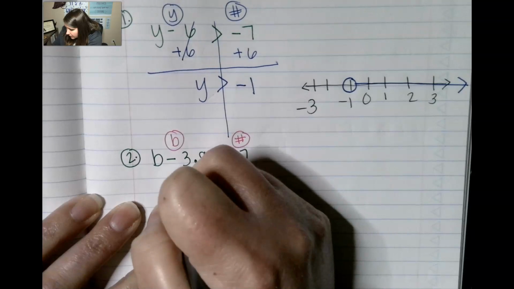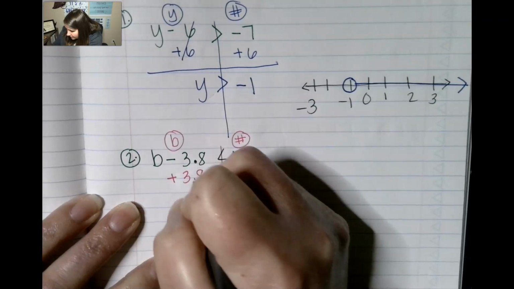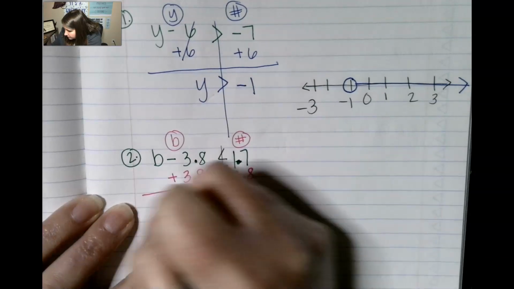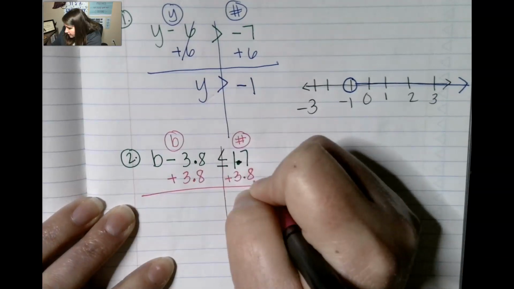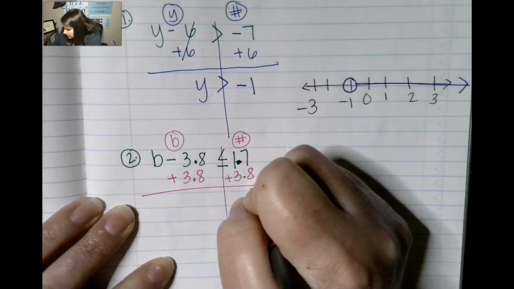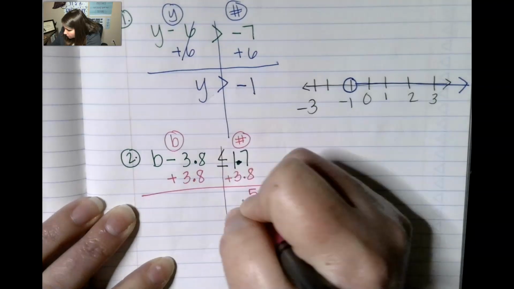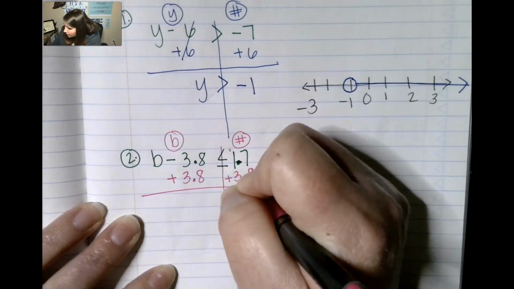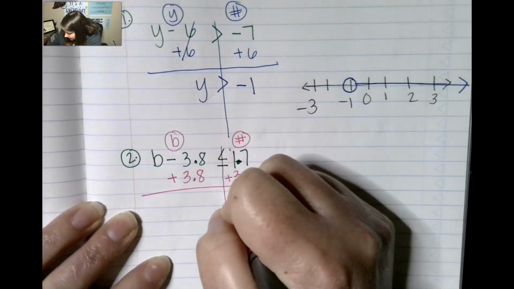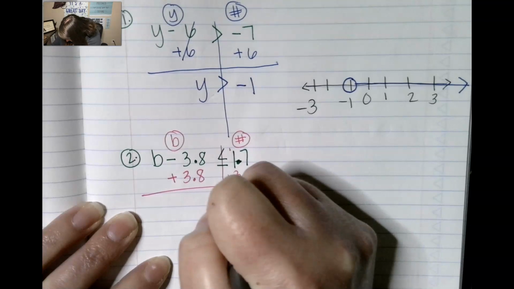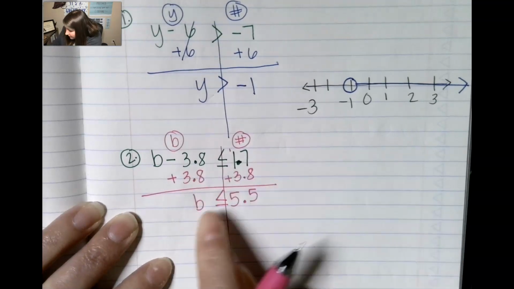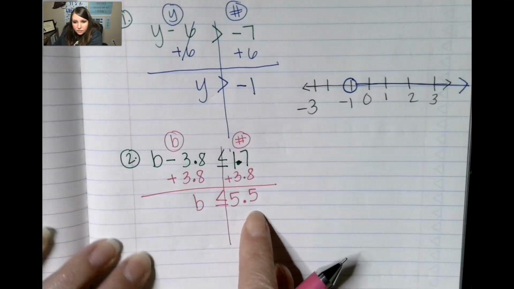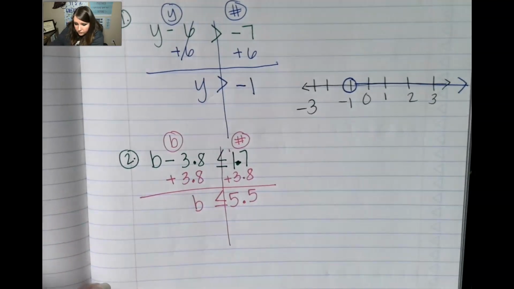So opposite, we're going to add 3.8 and add 3.8. So 7, 15, 1. So carry the 1. So we get 3, 4, 5, 5.5. So b is less than or equal to 5.5. Less than or equal to 5.5.